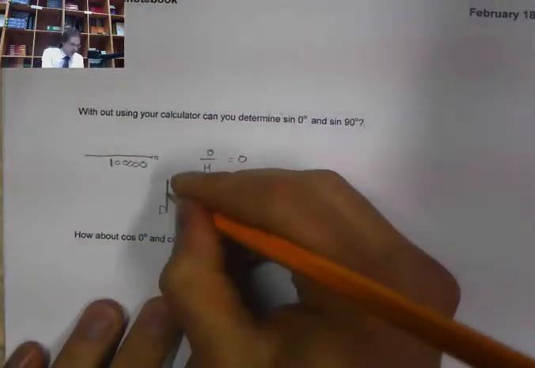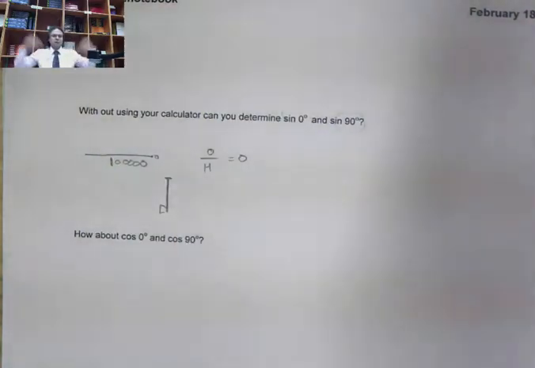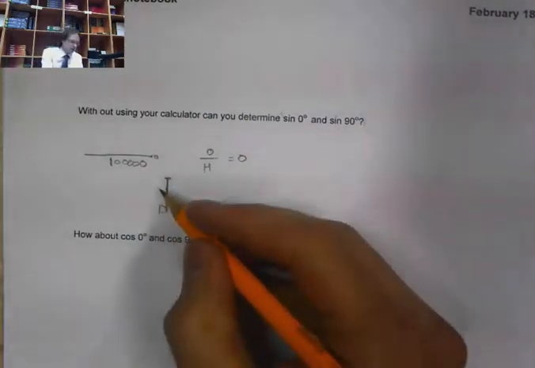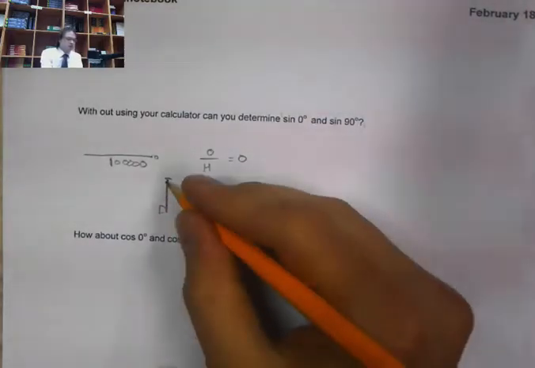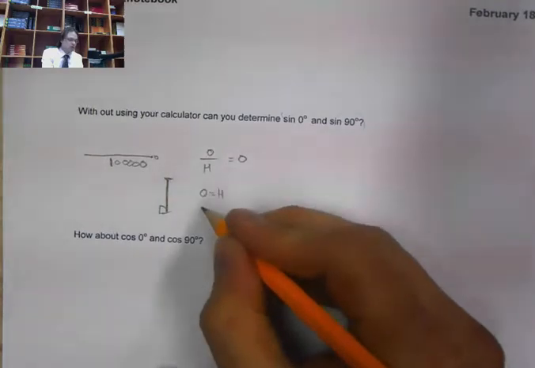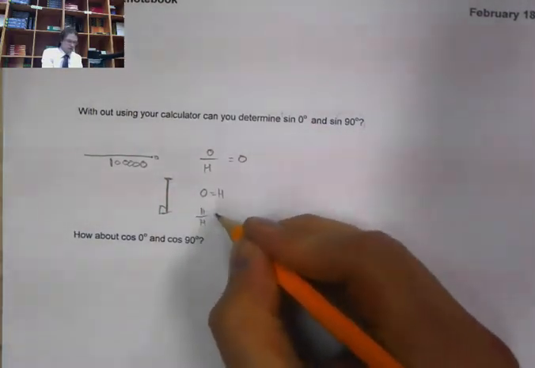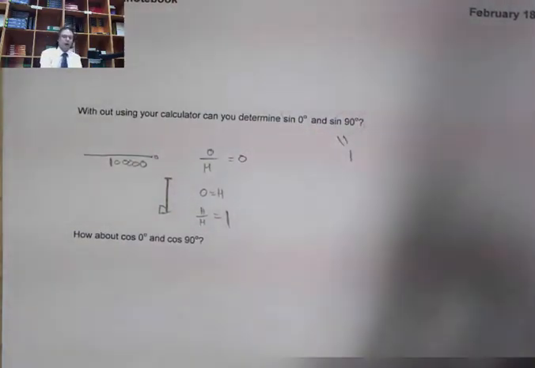Well, I look at this, my hypotenuse is going to be the same thing as my vertical, which is my opposite. Right? My hypotenuse is the same as my opposite. So this is going to be opposite over hypotenuse here. They're going to be equal to each other, so it's kind of like saying hypotenuse over hypotenuse, which is going to be equal to 1. So this is always equal to 1. This is always equal to 0.